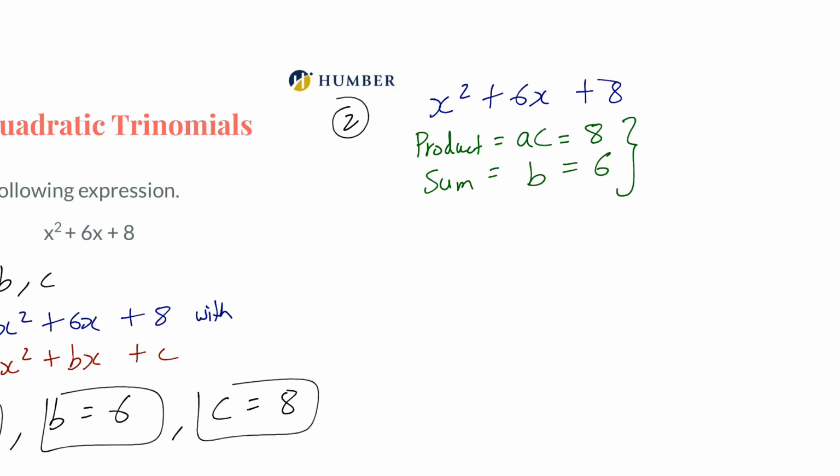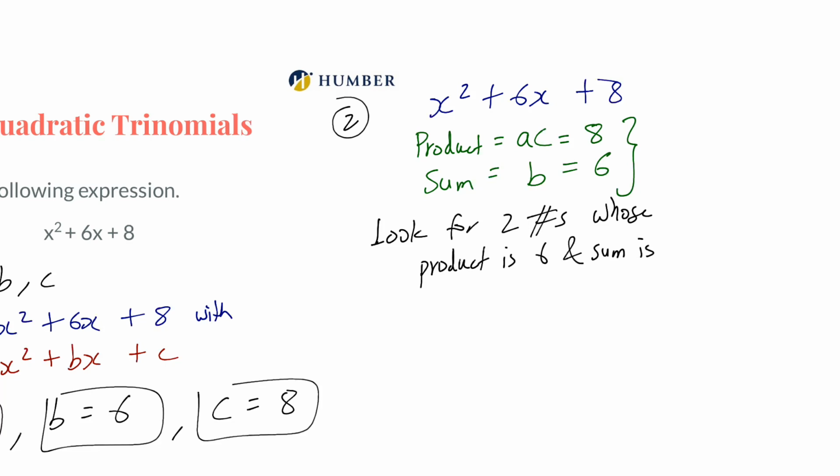But for those of you who may not see it immediately, what I'd recommend, and it's just how I like to do it, I tend to focus on the product first. So in the beginning, if you look at the product, notice that it's not negative, it's positive. So if you have a positive product and you're looking for two numbers, look for two numbers whose product is 8 and sum is 6.